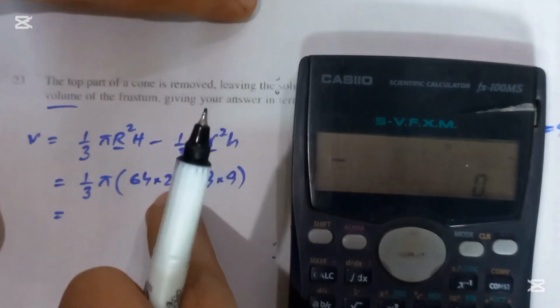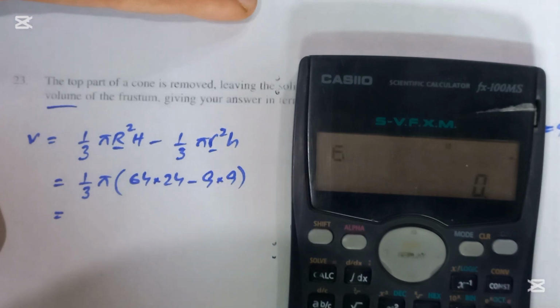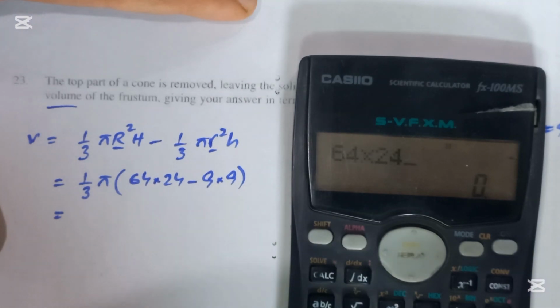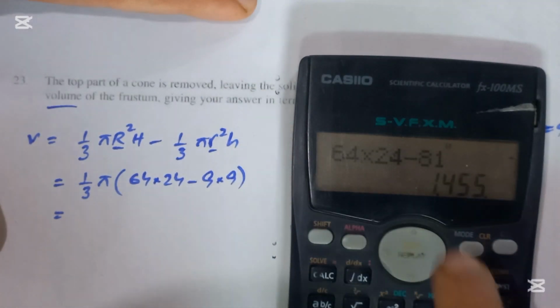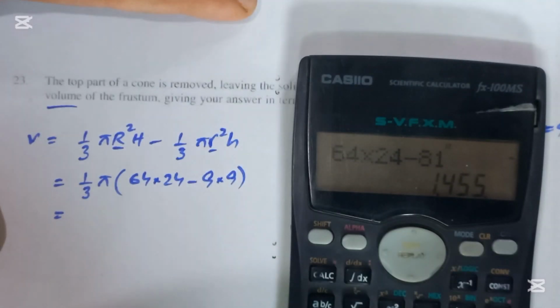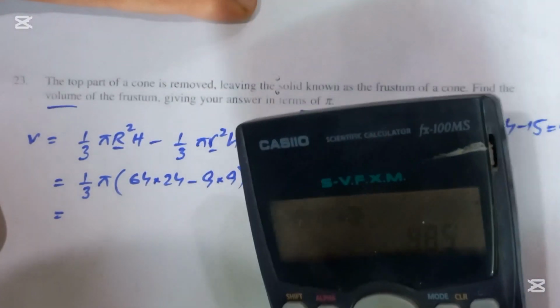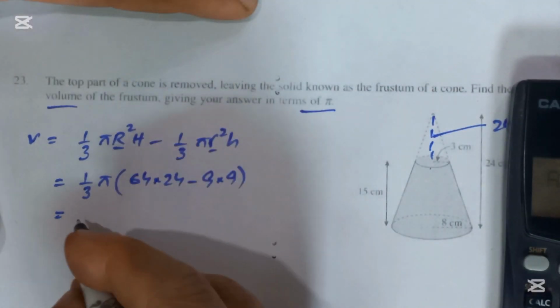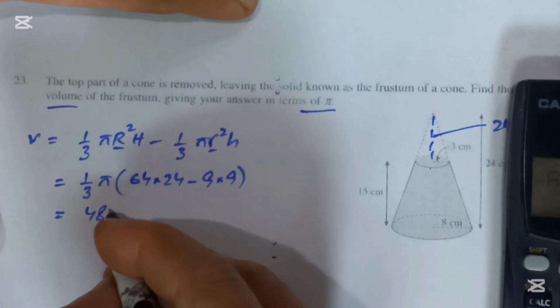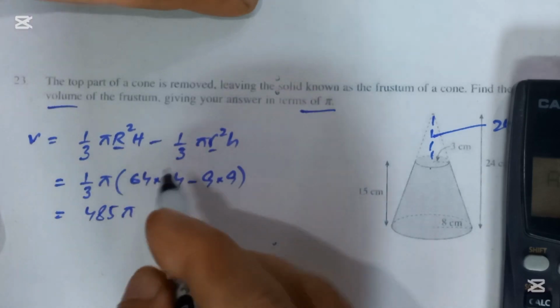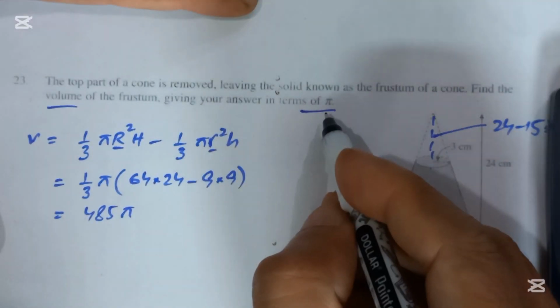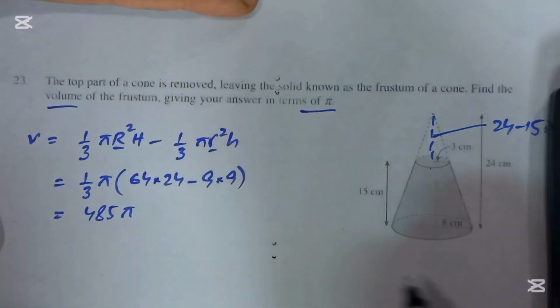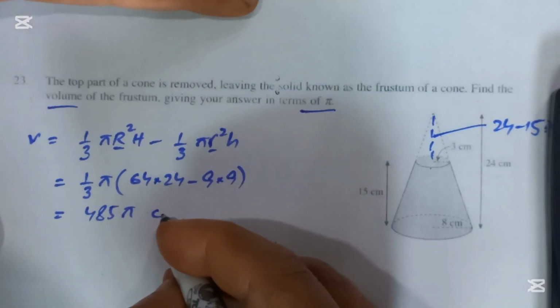Now use the calculator. 64 into 24, minus 81. This is the answer, divided by 3. Answer is 485. Pi will be put with it because the requirement is giving your answer in terms of pi. So this is the answer. Unit will be centimeter cube.